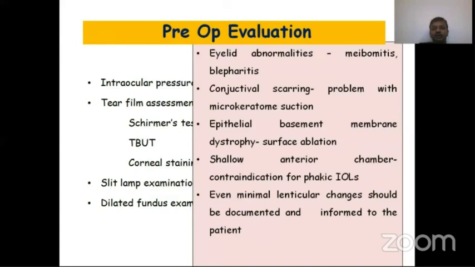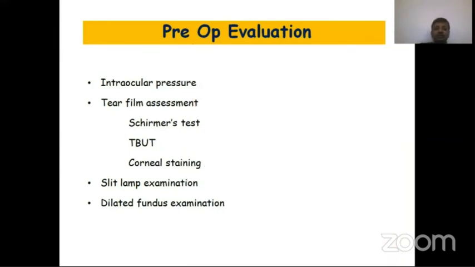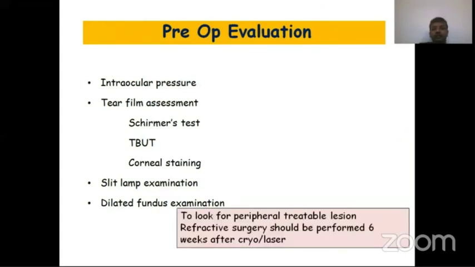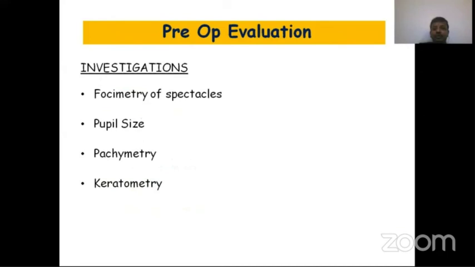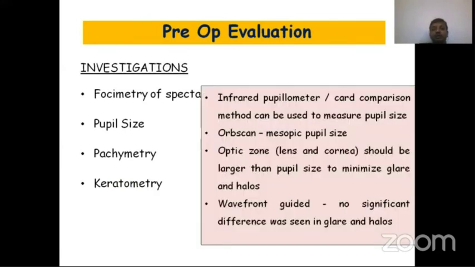And slit lamp examination to check for all adnexal and eyelid abnormalities and conjunctival scarring, to look for any epithelial basement membrane dystrophies, and even minimal lenticular change should be documented and informed to the patients. And as I told you, dilated fundus examination to look for any peripheral treatable lesions. So pre-op, these are some of the investigations which need to be done, especially the focimeter for the spectacles and also the pupillary size. As I already told you, this is very important, especially while considering the optic zone. It should be larger than the pupil size to minimize glare and halos, which will be very troublesome for night driving.